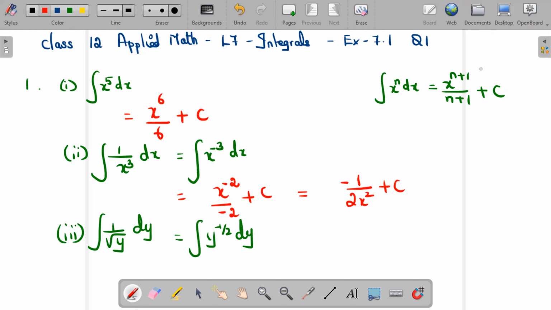Wherever there is n, I'm going to use the number minus half. So minus half plus 1 is plus half. After integration, this is y^(1/2) divided by 1/2, plus c. If I have to rewrite, this 2 will go to the numerator. So 2y to the power half is nothing but root y, so 2 root y, plus c.